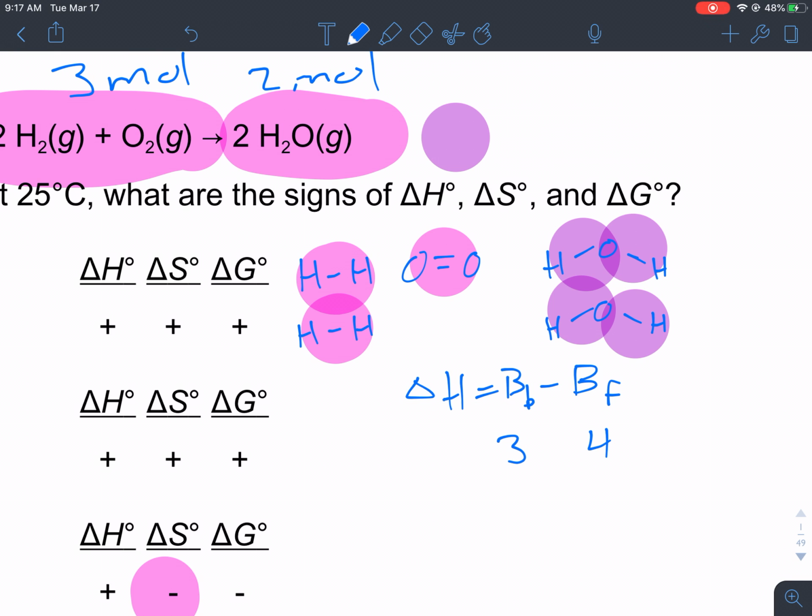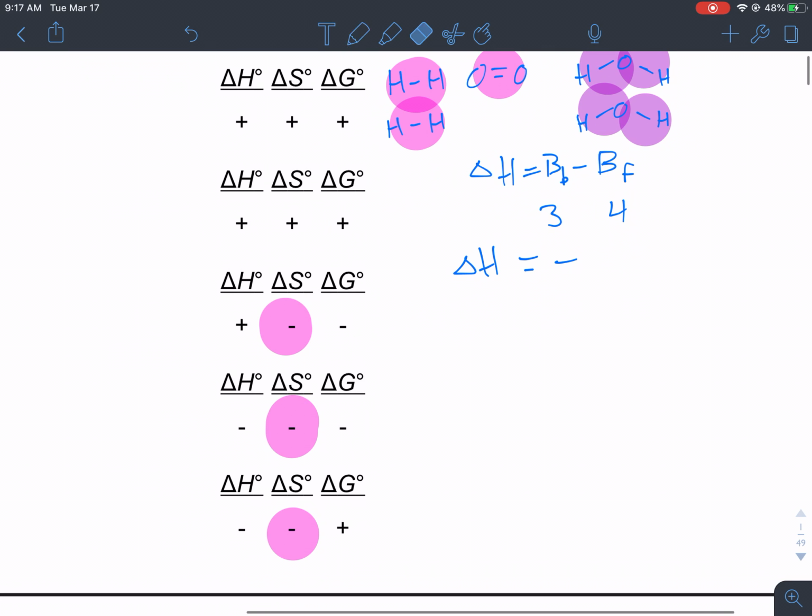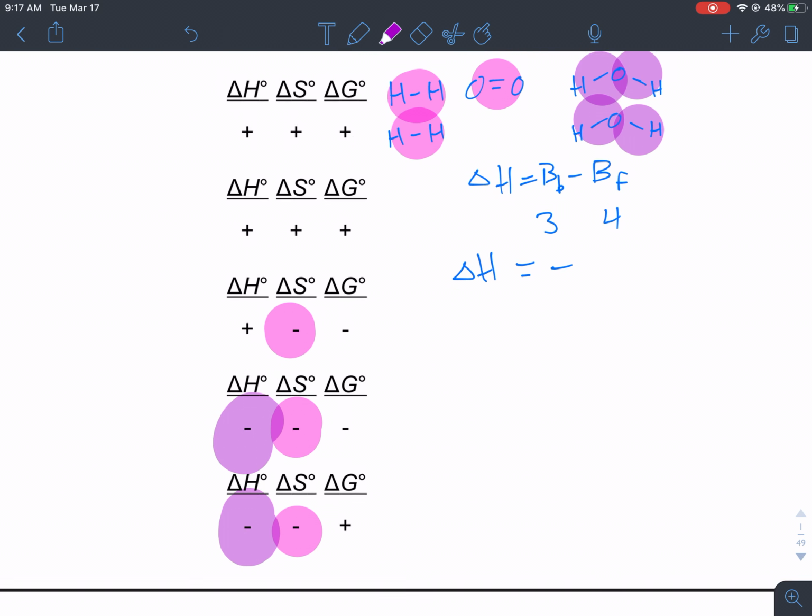Actually, there is a way, and I'll get into that. Well, if there's 3 bonds broken and 4 bonds formed, then overall there would be more bonds formed than broken, so this delta H would be negative, okay? So right now we are at this point. Delta H is negative, okay?